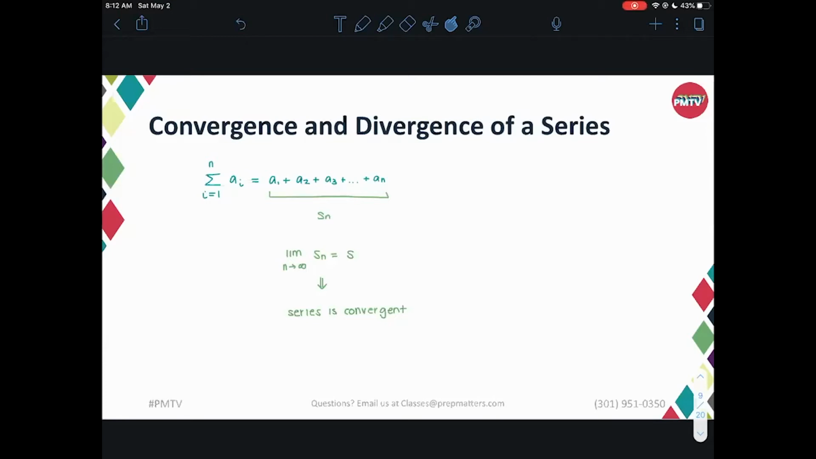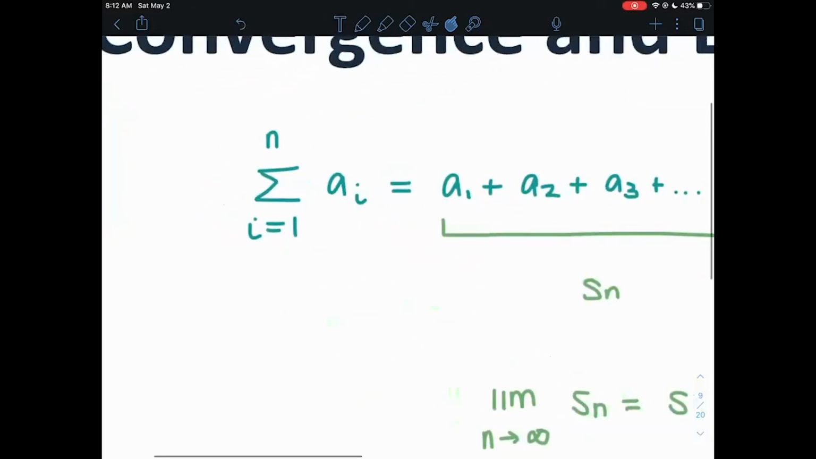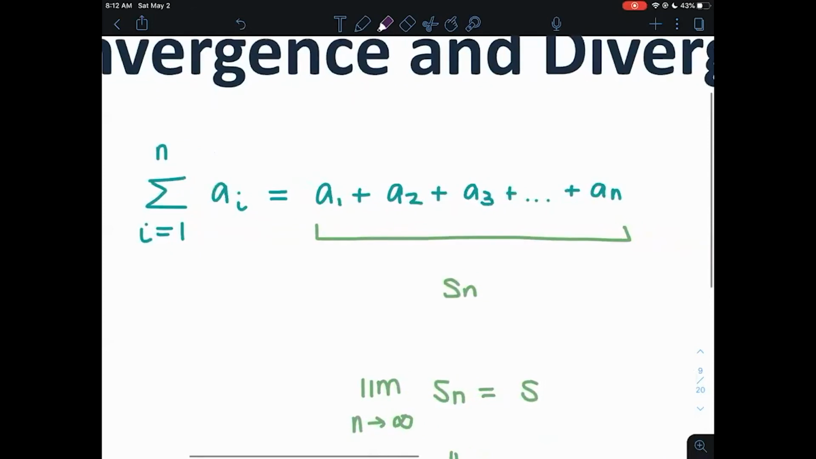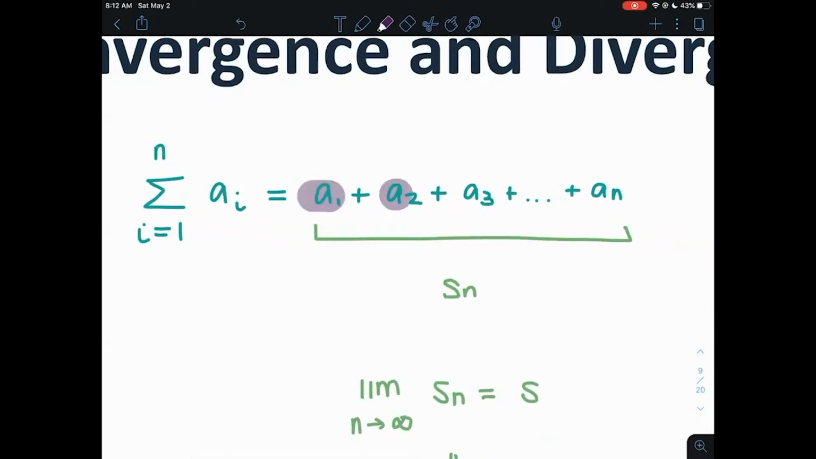So here's what we're looking at. We have a series, so the sum of an ordered list of numbers. We have a series, and that series is made up of terms. So once I start writing out my series, it's made up of terms. When we add the terms together, we get a sum. A sub 1 plus blah, blah, blah, all the way to a sub n equals something.